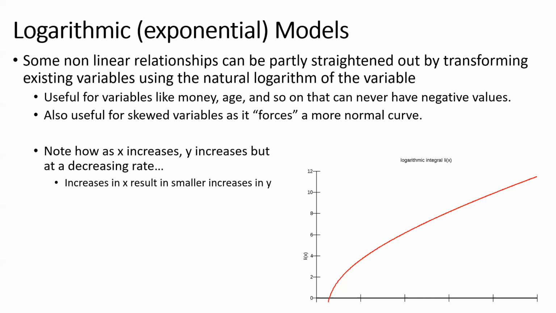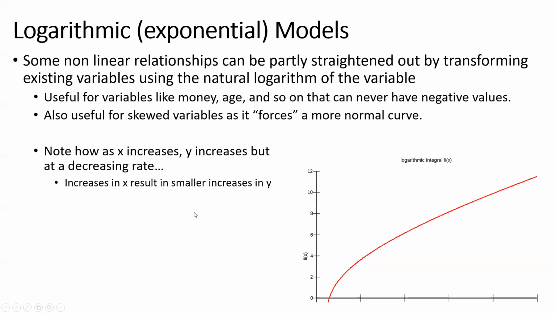Some nonlinear relationships can be partly straightened out by transforming existing variables using logarithms. One way to do this is to take the natural log of a variable and it linearizes a nonlinear relationship. But it can also give us a pretty useful interpretation. So in this example, we can see that as x increases, y increases, but it increases at a slowing rate. So you kind of see that it goes really fast, but then the larger x gets, the slower y increases.